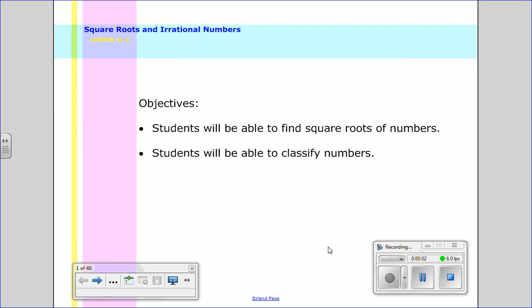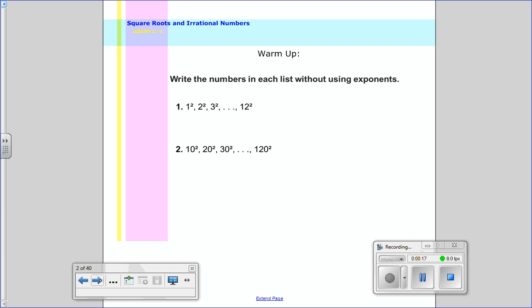Good evening and welcome to lesson 11-1 on square roots and irrational numbers. In tonight's lesson, you're going to be able to find the square roots of numbers, and you're also going to be able to classify numbers as either rational or irrational. So we're going to go ahead and get started.